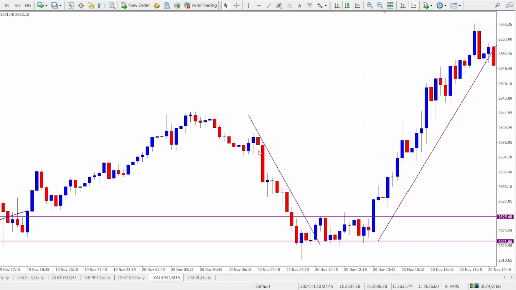So when price bounces off it, you can enter a sell, set a stop loss above the high, and you can use the support levels for your take profit. All right. Now, finally, it is very important to identify trends.